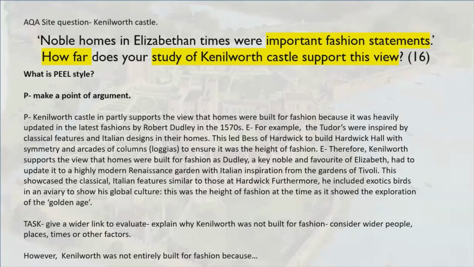Now I'd say however is the better answer here because Kenilworth not really built for fashion. It still remains quite a medieval castle in many respects. It had to be updated and it couldn't be built ever as an original fashion statement like Hardwick Hall, knocked down and rebuilt. So obviously it was built and redesigned mainly for Elizabeth, wasn't it? So you've got that idea that you could talk about. So give it a go now. Try and finish your paragraph. Pause and give it a go.